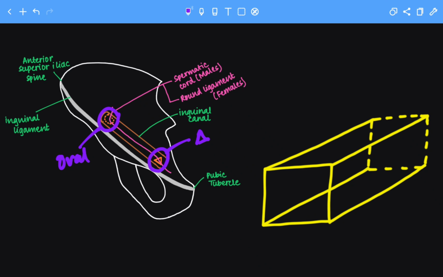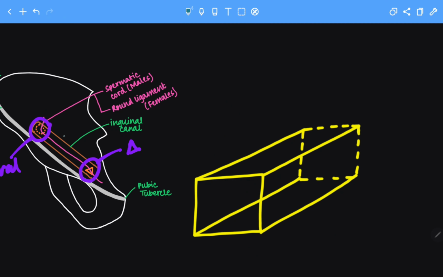So now let's look at the borders of the inguinal canal. To understand the borders of the inguinal canal, we'll use this structure over here. So if you notice, this is the inguinal canal. On the inferior side, we have the inguinal ligament. So let's draw that. On the inferior side, we'll have the inguinal ligament. On the anterior side, we have the external oblique muscle.